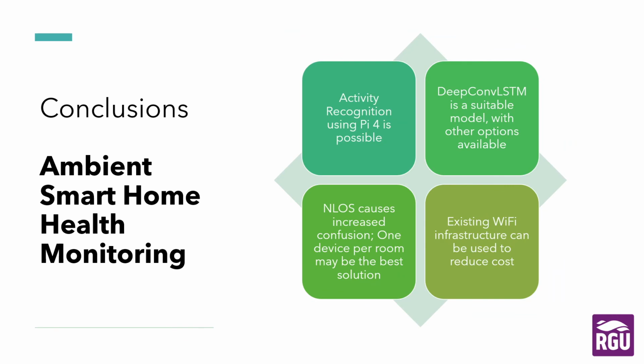So to conclude, we've demonstrated that the Raspberry Pi 4 can be used for activity recognition with CSI data, which drastically reduces the cost of this kind of solution. Furthermore, our deep conv LSTM is a suitable approach, and other options are available too. Activities with no line of sight also tend to increase our model's confusion. However, the low cost of this solution means that we could aim to place one device in each room. And finally, the existing Wi-Fi infrastructure in the home can actually be used to reduce costs and e-waste.